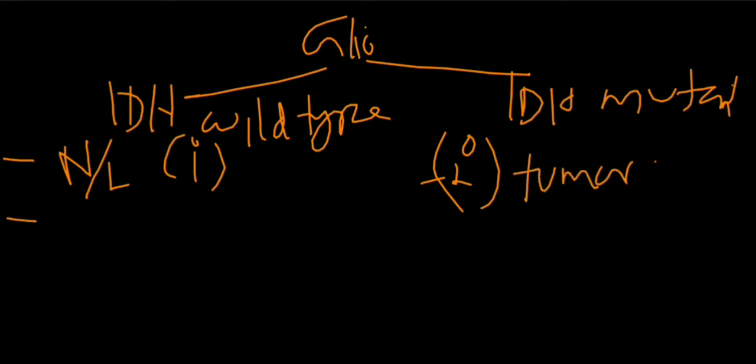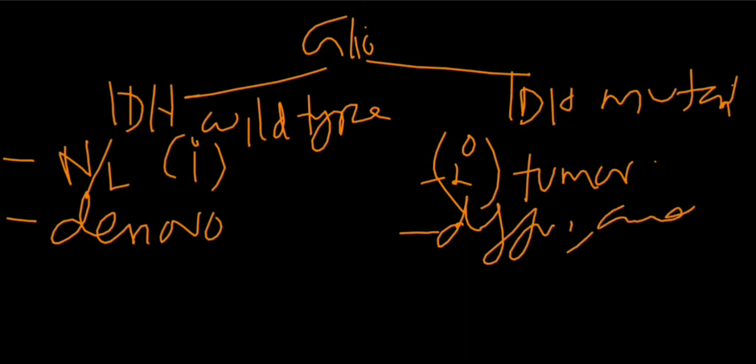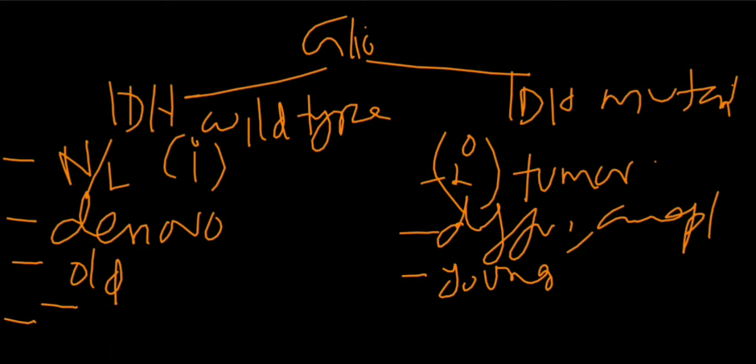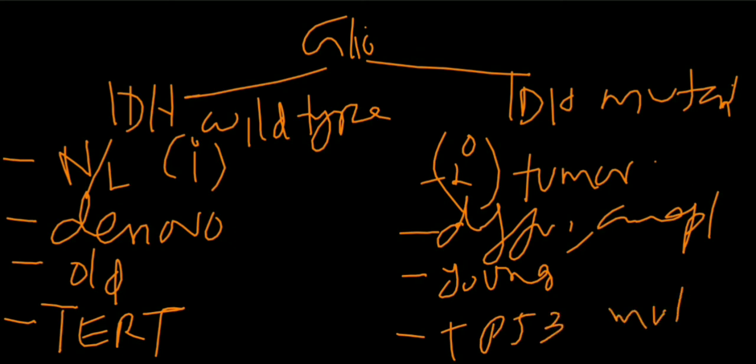Now another name: it can be called de novo, and here it is diffuse and anaplastic astrocytoma. So which individuals more commonly have IDH wild type? It is old individuals, and mutant type, it is young individuals. The gene which is mutated here is TERT mutation, and here you can see TP53 mutation. So these are the two different types, IDH wild type and IDH mutant type.